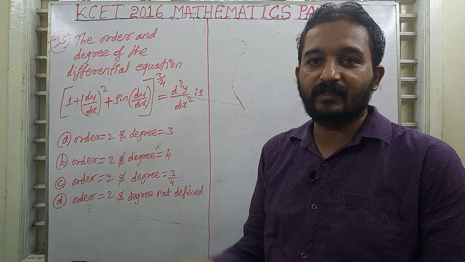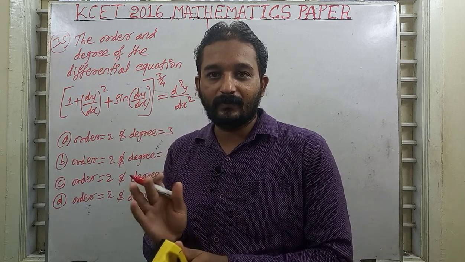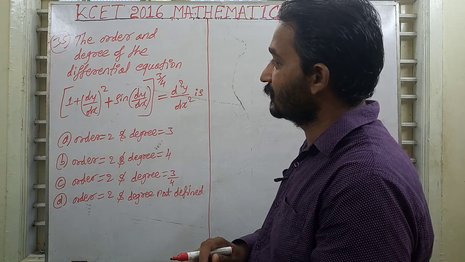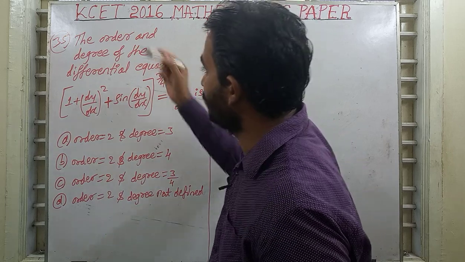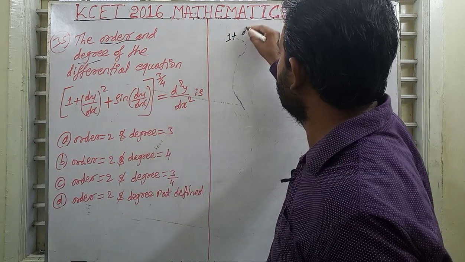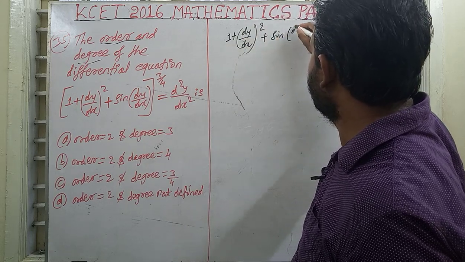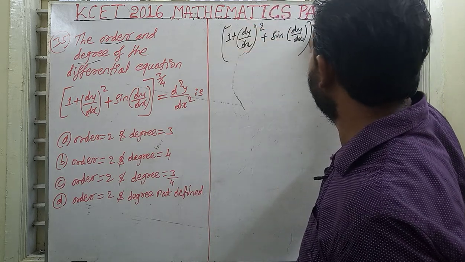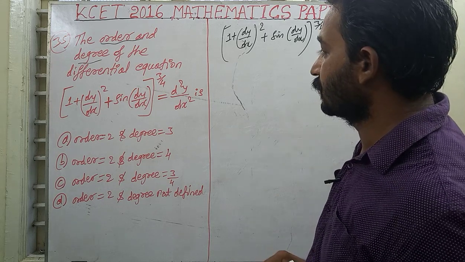Once again, this question is based on the chapter differential equation. Usually they ask 3 or 4 questions on this chapter in KCET. Let us take the second question in this case. Particularly this question is based on the topic order and degree. We have to find out the order and degree. Let us take the differential equation: 1 plus dy by dx whole square plus sine of dy by dx, to the power of 3 by 4, is equal to d square y by dx square.